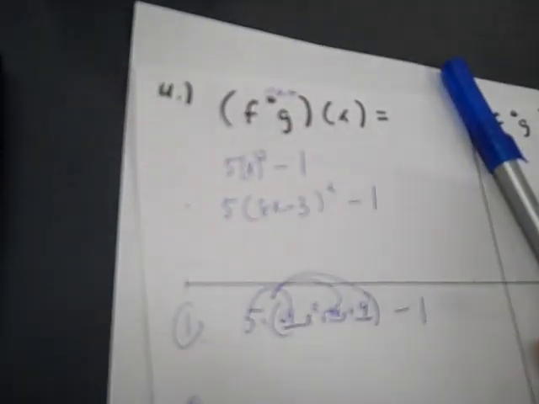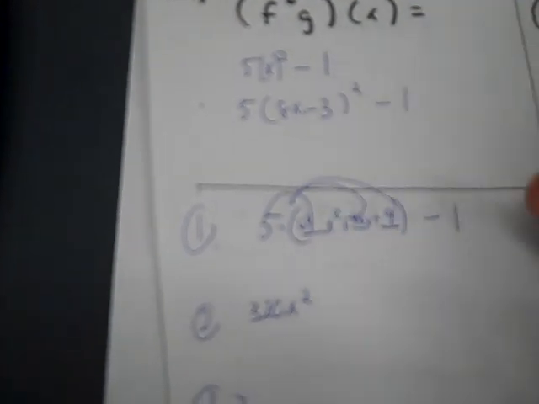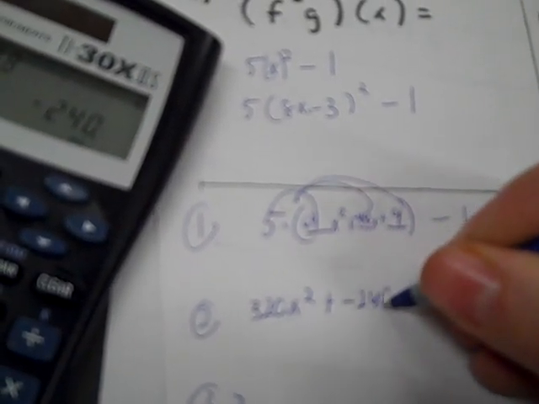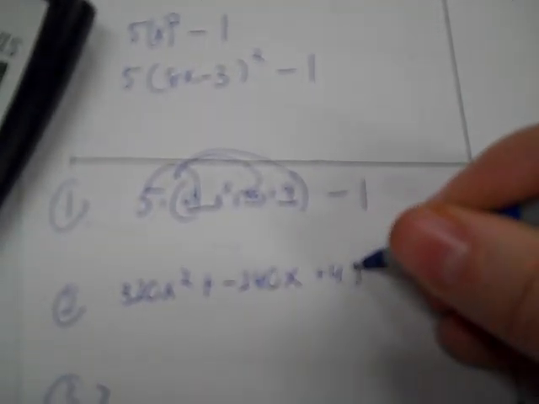That's 320x to the second power. 5 times negative 48x would be negative 240x. You can put plus, negative, or minus, it doesn't matter. 5 times 9 is 45. And then don't forget you got the minus 1.